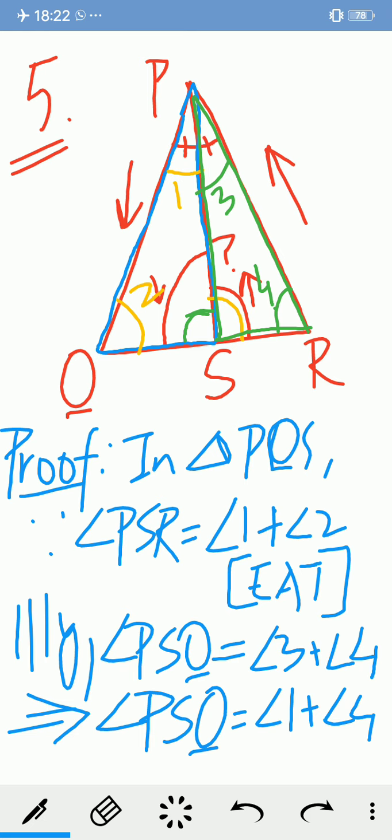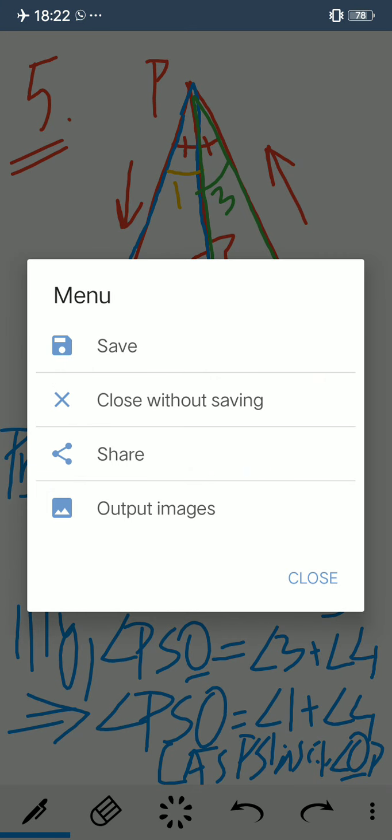Now here you can write the reason as PS bisects angle QPR.